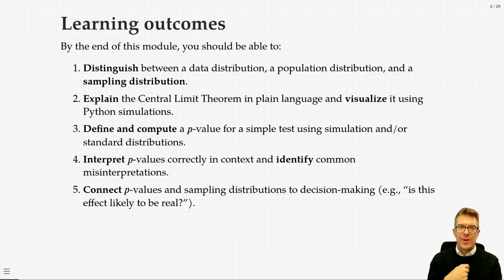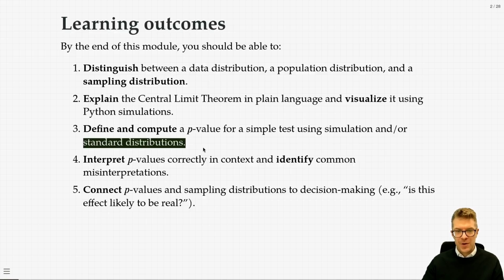You ought to be able to explain, in high-level terms, the Central Limit Theorem, I called CLT a moment ago, in plain language and visualize it in Python simulations. You should be able to define and compute a p-value for a simple test using a simulation or standard distributions. Actually, standard distributions have been taken out for simplicity, but there are some links later on.